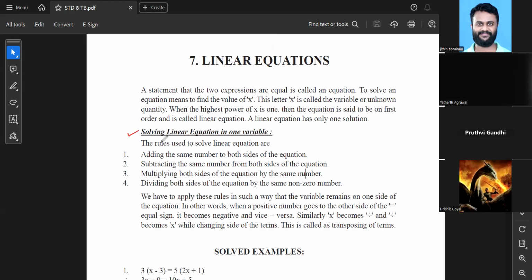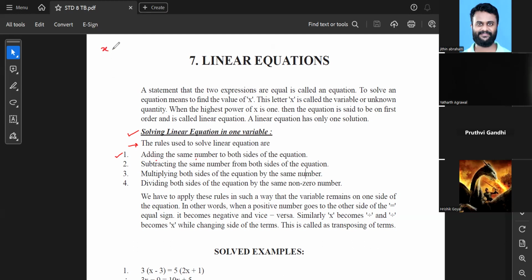Solve the linear equation with one variable. Let's understand how to solve linear equations with one variable. Now, there are certain rules which we use to solve linear equations. The first one is adding the same number to both sides of the equation.